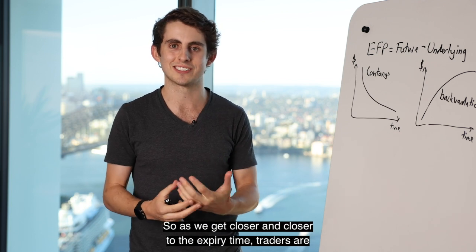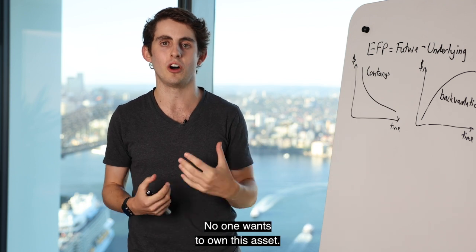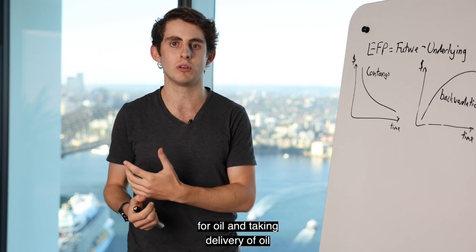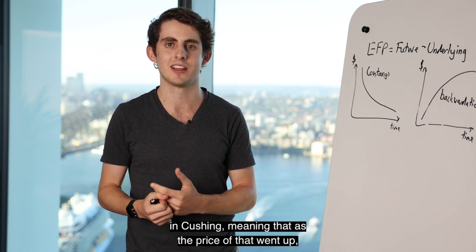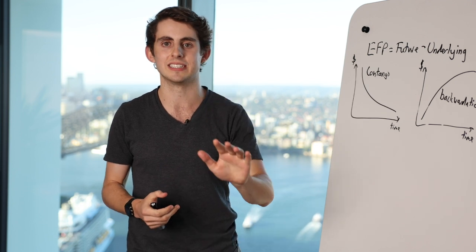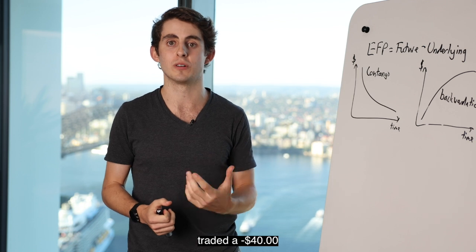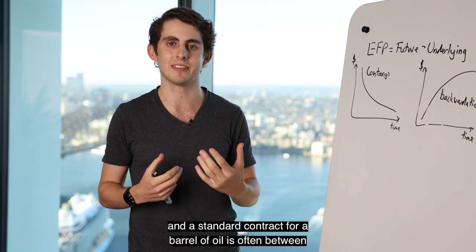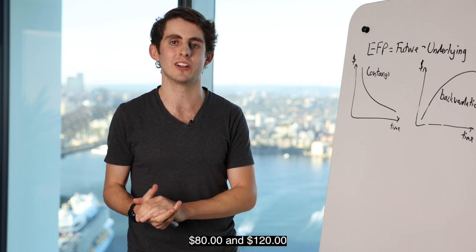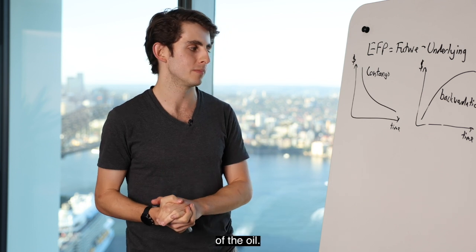As we get closer and closer to the expiry time, traders are just selling these contracts. No one wants to own this asset, and we're seeing just a huge squeeze in the price of storage for oil and taking delivery of oil in Cushing, meaning that as the price of that went up, the price of the future just continued to go down and down and down. At the low of the day, the futures contract traded at negative $40. This is insanity. A standard contract for a barrel of oil is often between $80 and $120. And so you could receive $40 and also take the delivery of the oil.